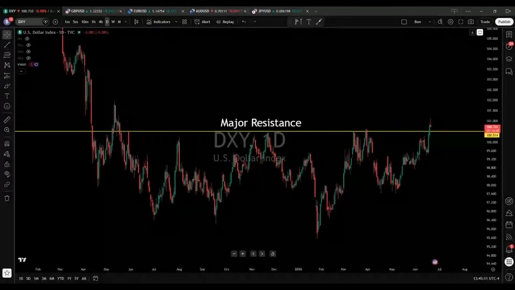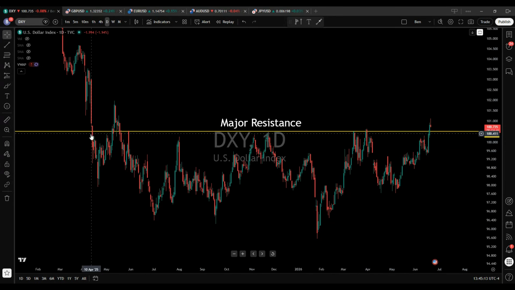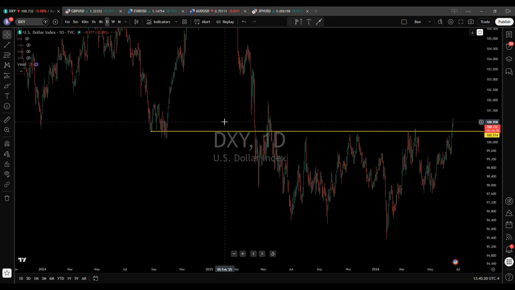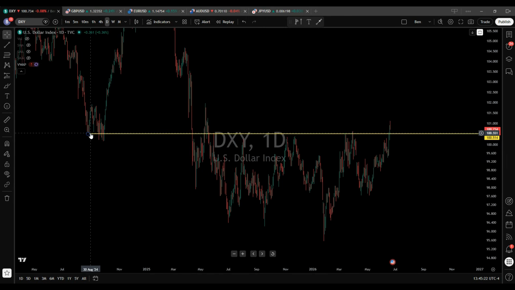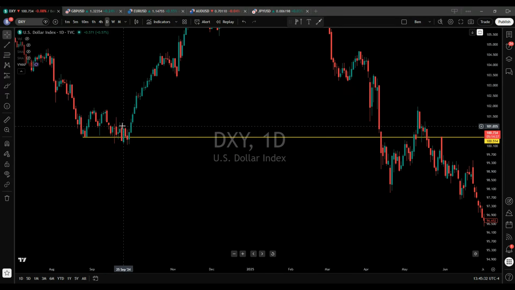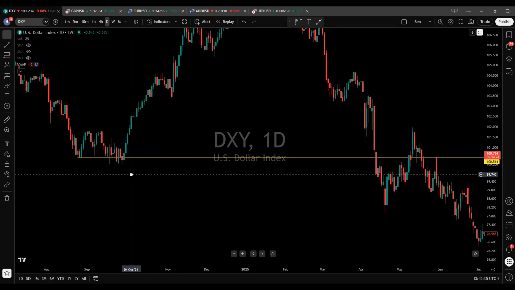The first one we're going to cover is the DXY. Here's this major resistance trend line on the chart of the DXY. So I'm going to remove this on the charts, zoom out, and show you where this resistance level was. So back from the 30th or the 27th of August, 2024, and then all the way to September, we created this nice little base. As you can see, price action tried to break below it, never made a continuation move.